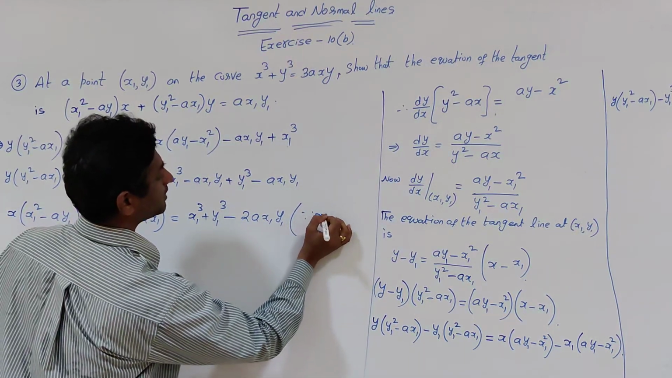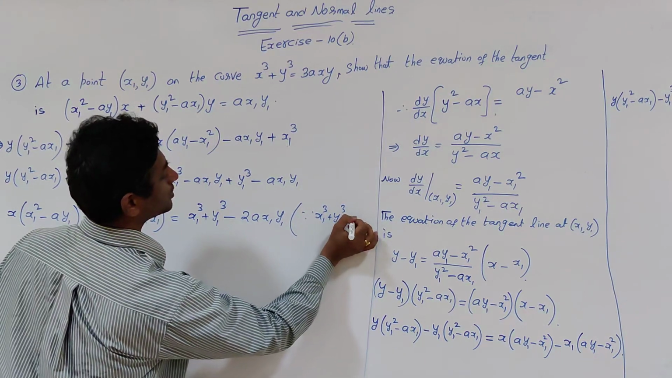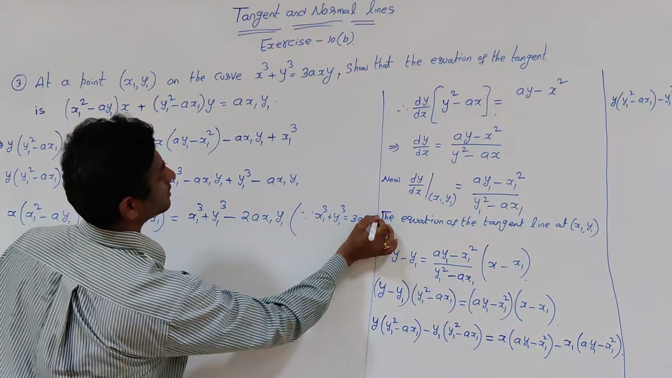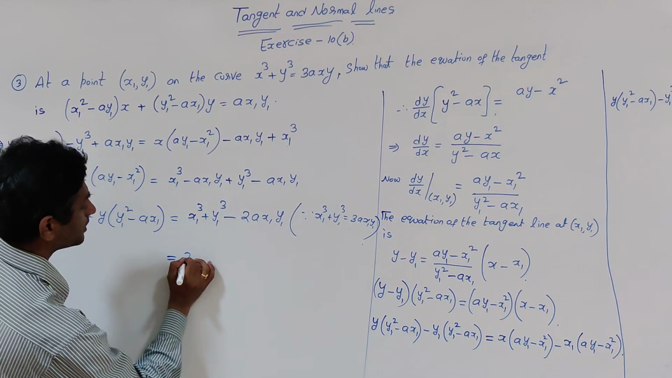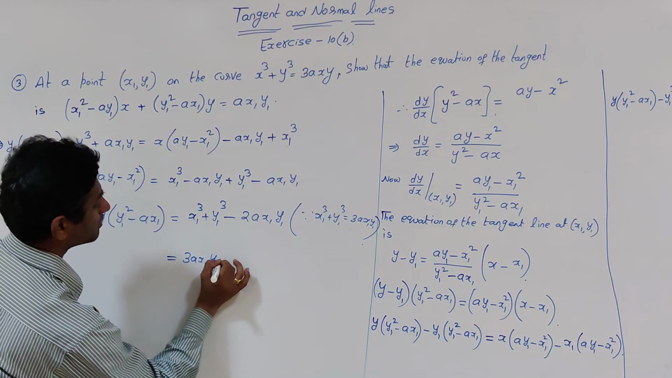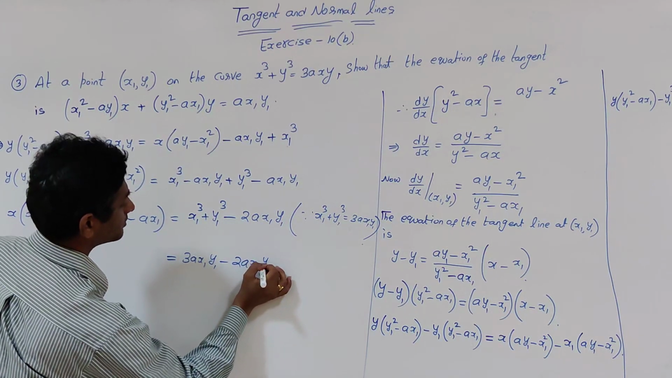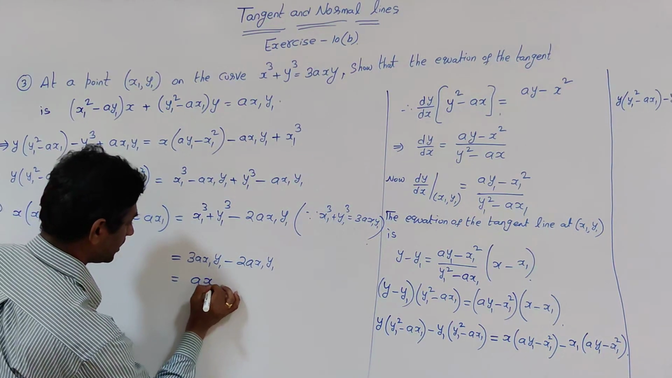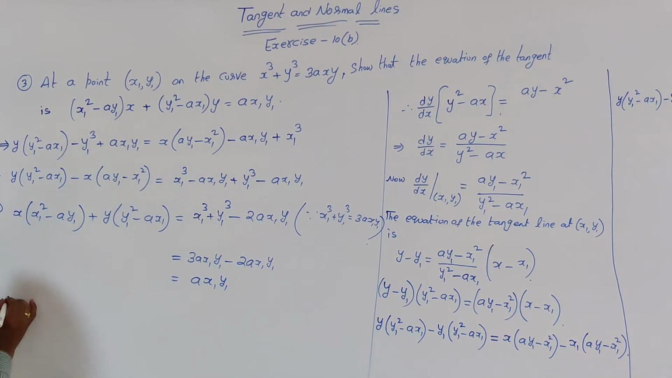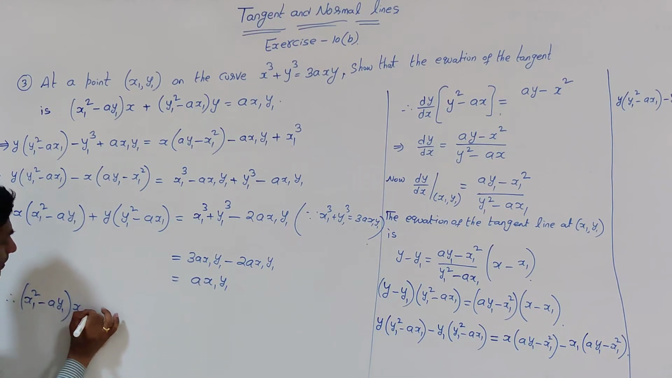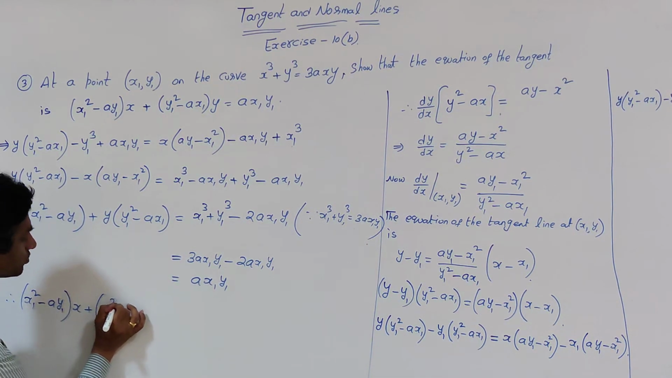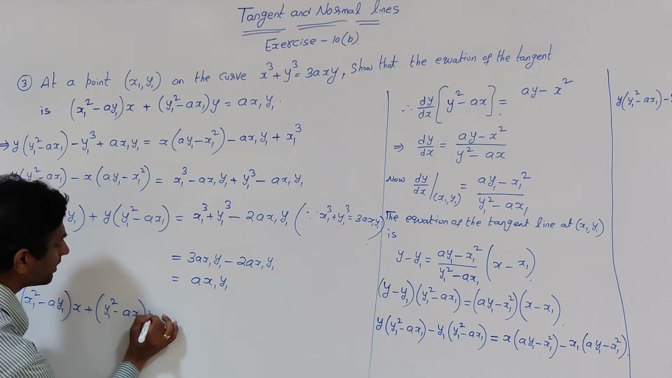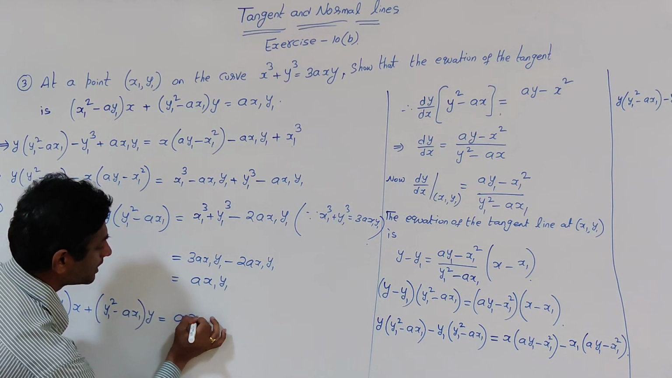Since x1 cube plus y1 cube is equal to 3ax1y1, which is 3ax1y1 minus 2ax1y1, both are like terms, so it will be ax1y1. So therefore (x1 square minus ay1) times x plus (y1 square minus ax1) times y is equal to ax1y1.